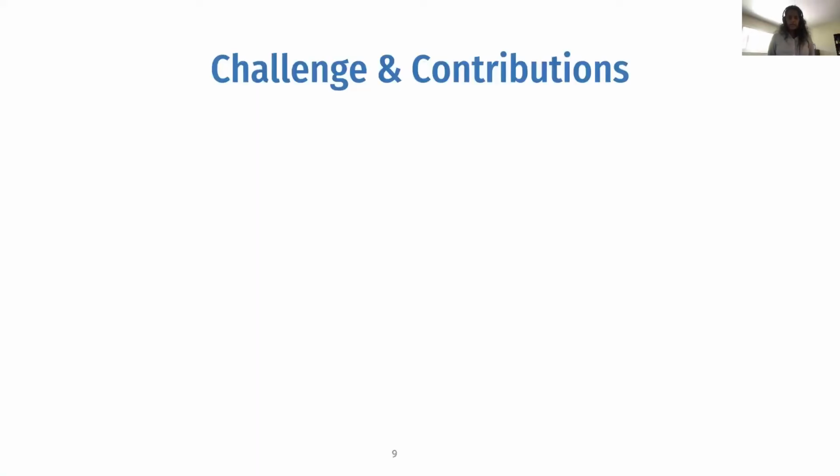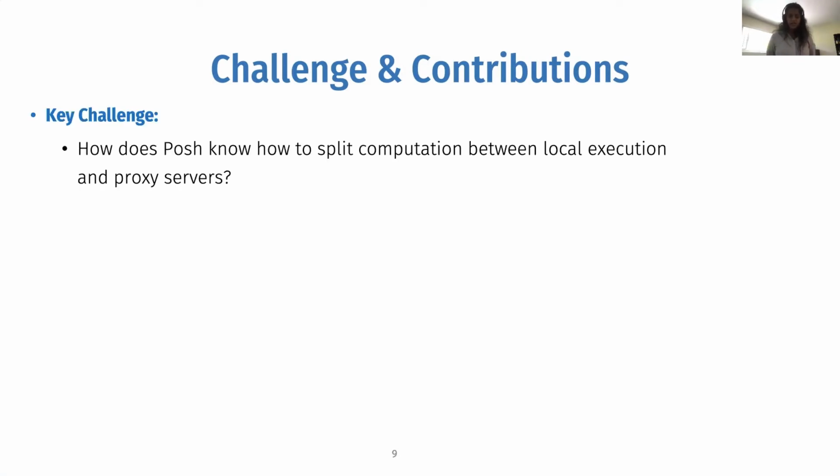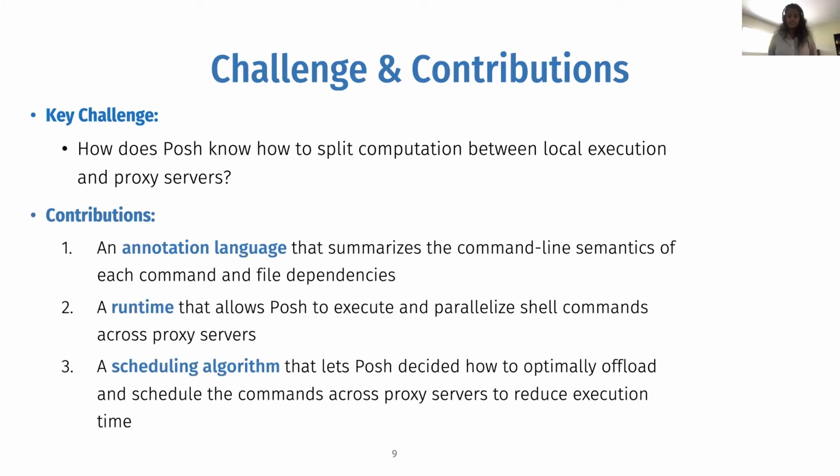Now that we've seen a demo, let's dig into how POSH works. The key challenge POSH is solving in its design is, how does POSH know how to split computation between local execution and proxy servers? To solve this challenge, POSH includes an annotation language that summarizes the command line semantics of each command and its file dependencies. If POSH can understand which command line arguments to each command are files, it can understand the file dependencies of this command and whether it can be offloaded to a proxy.